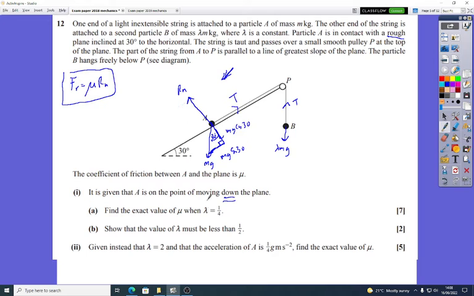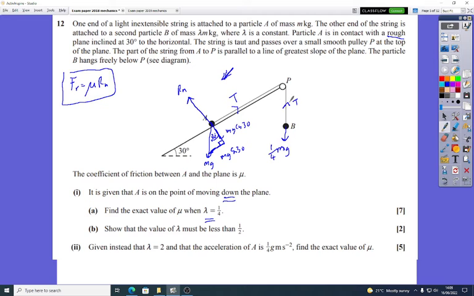Now you know that's happening, because you find the exact value of mu when lambda is a quarter. So what I'm going to do here is quickly change this to 1/4. Right, have you guys started this, or do you want me to pause it?